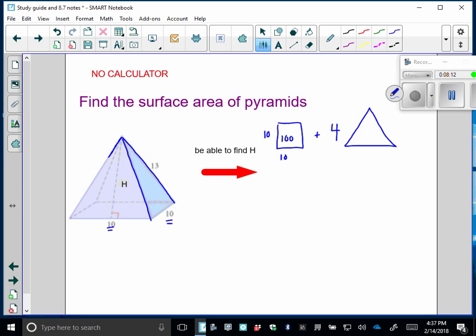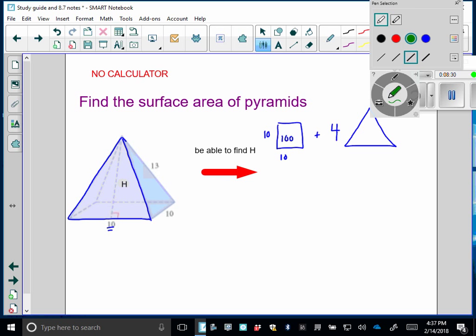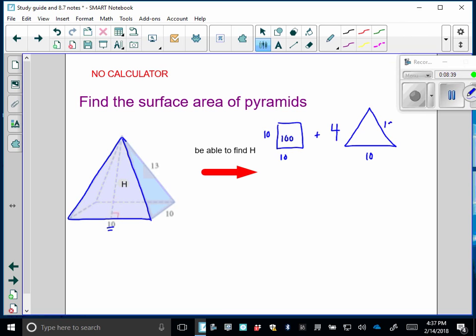So if you just think about this picture in 3D, it always looks a little distorted, but it's an isosceles triangle with an edge length of 13. So it also has a base of 10. Because the edge length is 13, we need the height to figure out the area of that triangle.